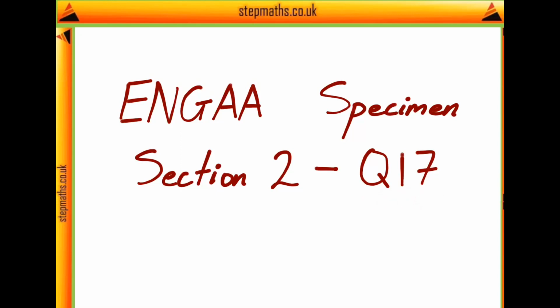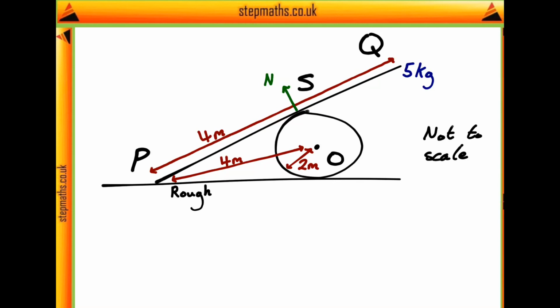Here we're going to look at question 17 from section 2 of the ENGAA specimen paper. In this question we're given quite an old diagram, which is pretty tricky to draw to scale, where we have a cylinder with a radius of 2 meters, with a centre which is given position O. We're then told the centre of this cylinder is a distance of 4 meters away from a point P, which is the point that a slab of mass 5 kilograms and length 4 meters meets a rough surface.